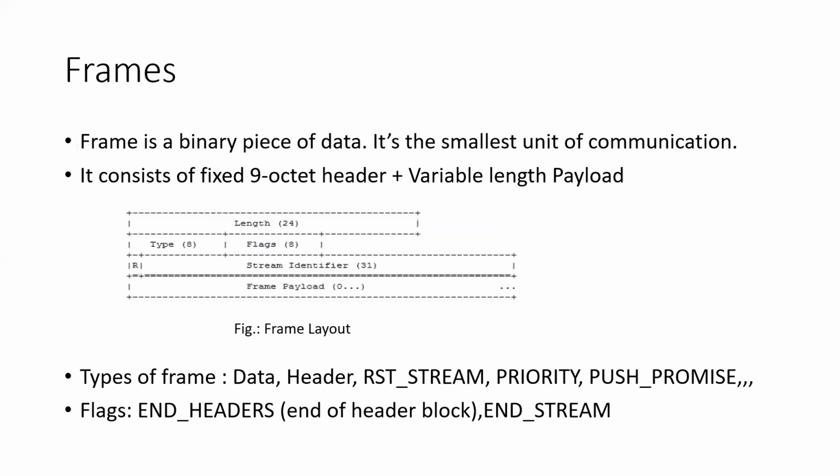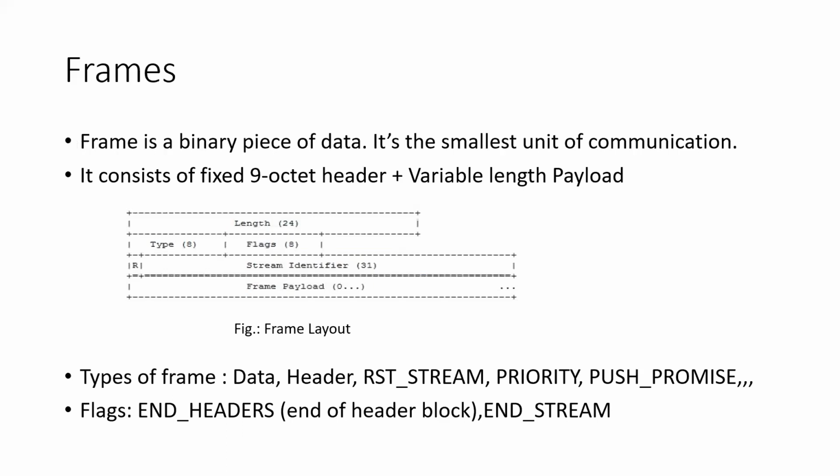A data frame is the frame which contains data, the actual response which you have requested. The payload of the data frame will have the data which we requested. Earlier we requested index.html, so it will have that data. Now the 31-bit stream identifier is nothing but the stream ID, and each frame belongs to a particular stream, so it is important to identify which stream it belongs to.